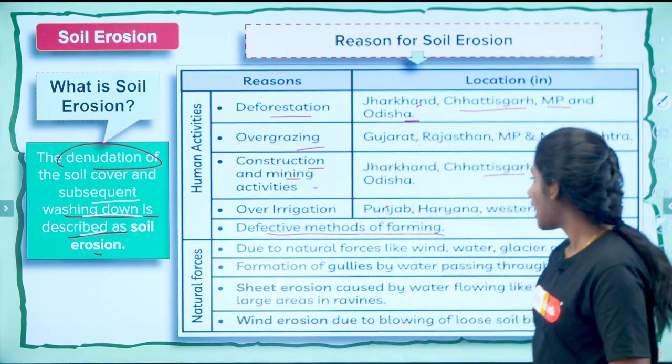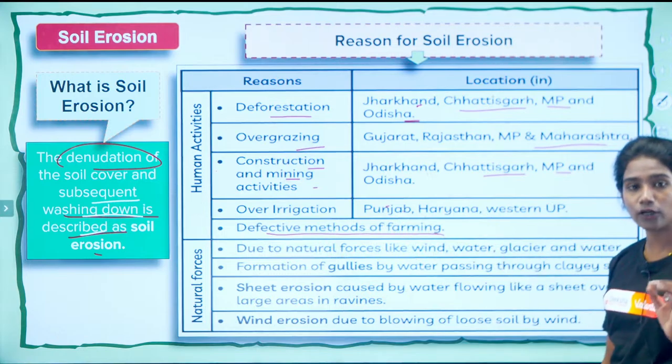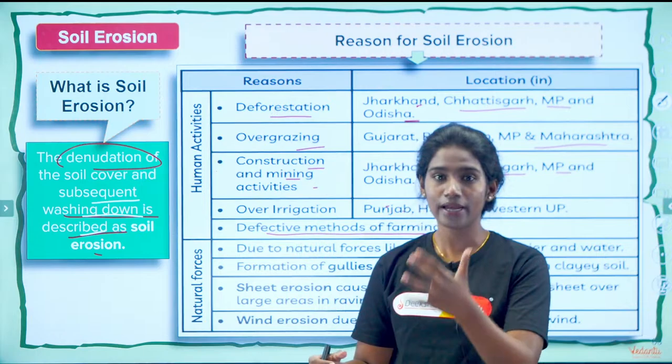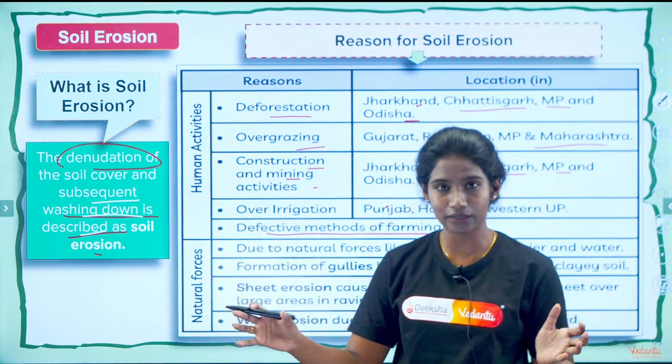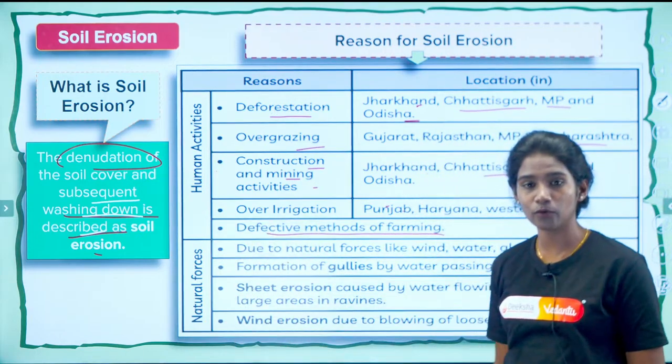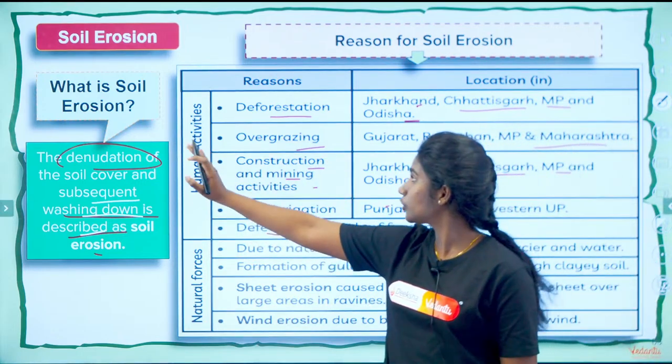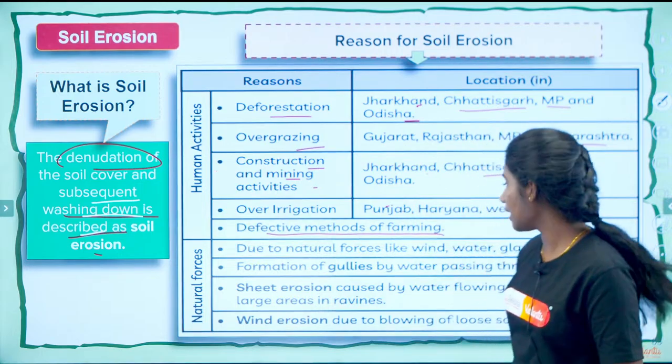And in case of Jharkhand, Chhattisgarh, Madhya Pradesh and Orissa, soil erosion is also taking place because of construction and mining activities. And in case of Punjab and Haryana, I told you that the net sown area is very high, around 80%. So over there the irrigation is more, and because of over irrigation, soil erosion is taking place.